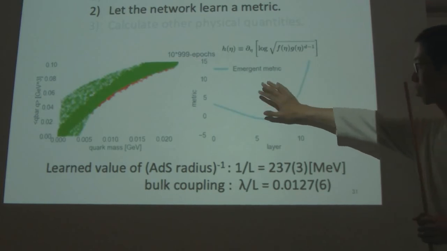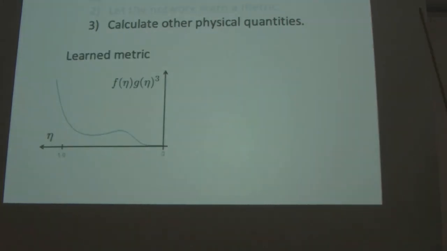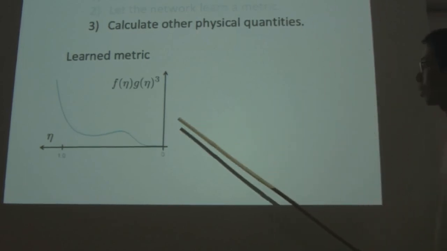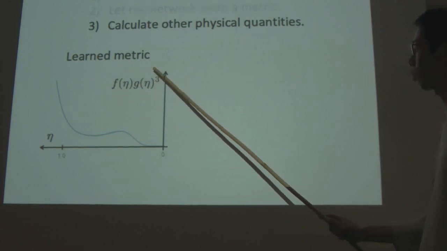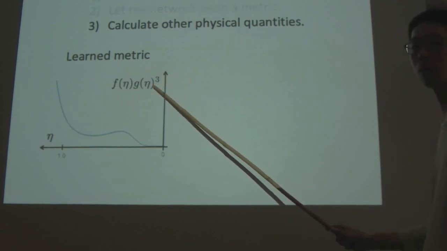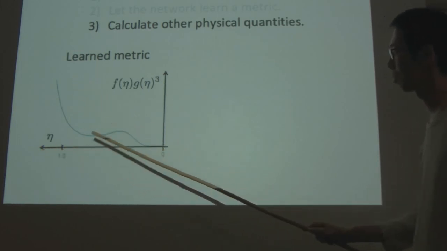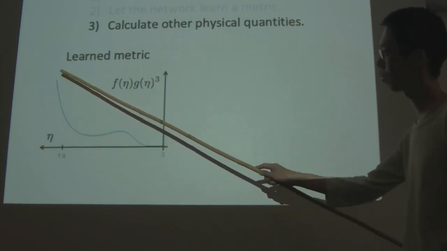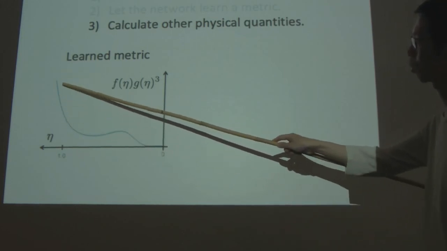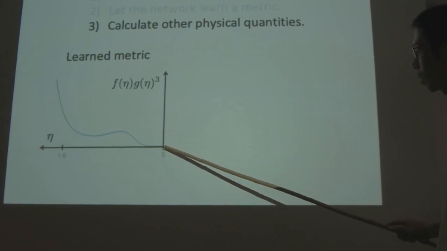So this is the emergent metric, and I use this to compute the Wilson loop. So how do we do that? The previous metric is mapped to this f times g cubed, which is the volume form of the metric, and it goes like this. This is the AdS radial direction, and this is the volume form, and it has this very strange shape. This part is the AdS boundary, so it's exponentially growing, which is natural. And this goes to 0 at the black hole horizon, which is also natural.